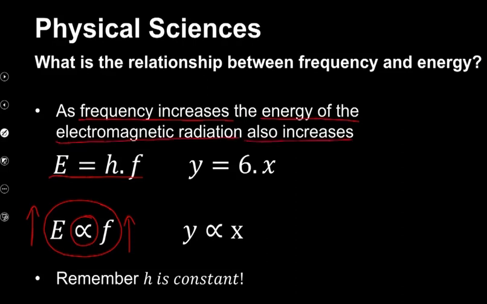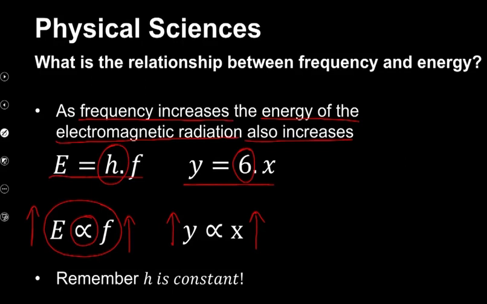Now, you can see this in a normal algebraic sum I've used to help us understand this. I've replaced our constant h with a constant that's just a numerical value, the number 6. If we had a function that said y is equal to 6 times x, we would all be quite comfortable with the idea that as x increases, y's value will also increase. But remember, in our case, h is always a constant.